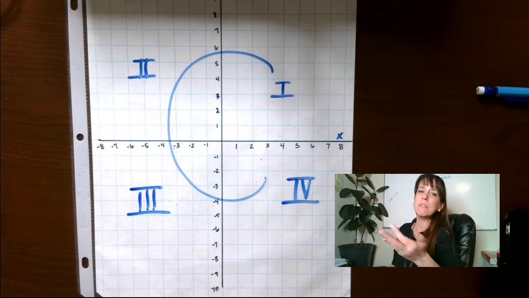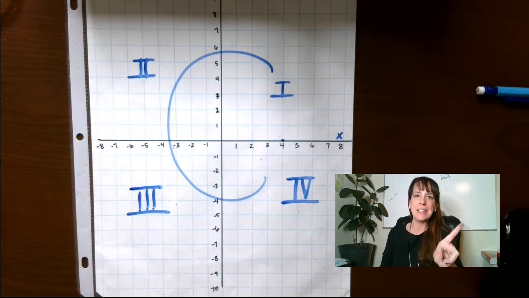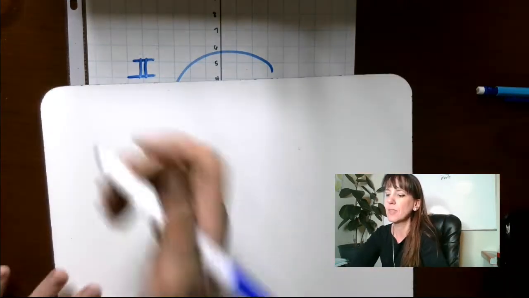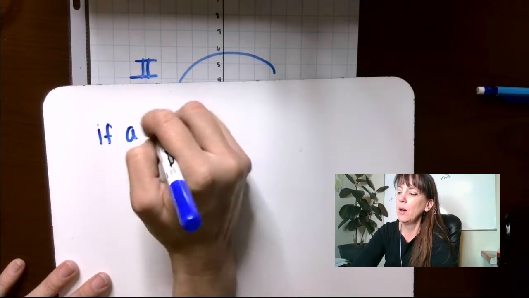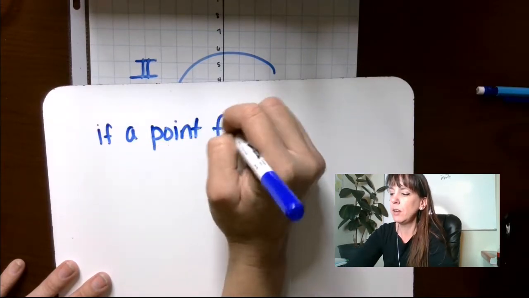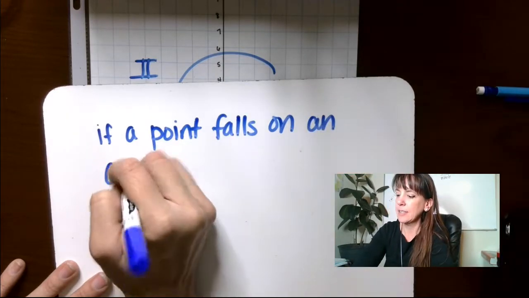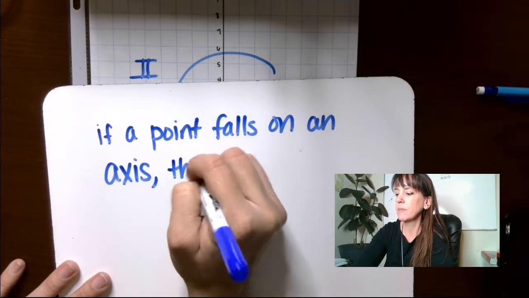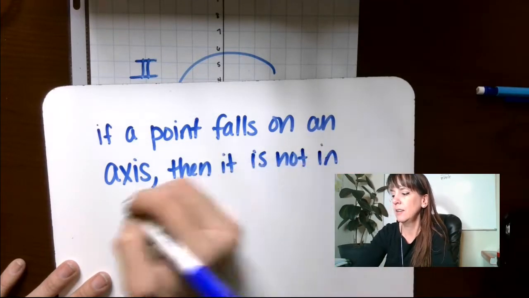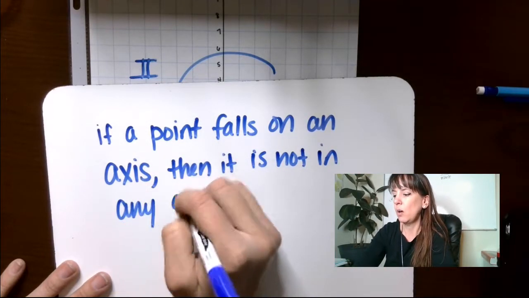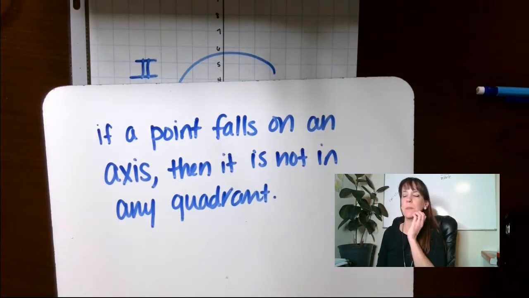Now, if a point falls on one of these axes like this, it is not in any quadrant. If a point falls on an axis, then it is not in any quadrants. Okay, just keep that in mind.